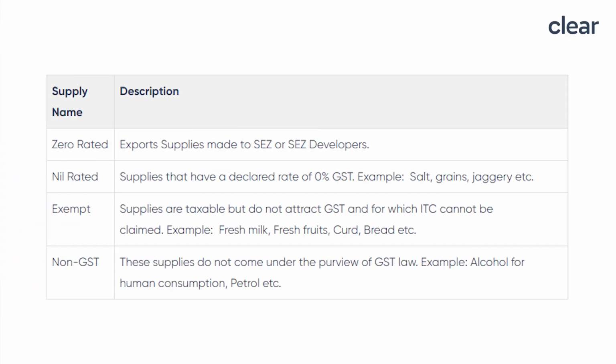Let's take a look at the differences between nil-rated, exempt, zero-rated and non-GST supplies. Zero-rated supplies mean exports made to SEZ or SEZ developers. Nil-rated supplies attract 0% GST, for example, salt, grains, jaggery, etc. Exempt supplies are taxable but do not attract GST and for which you can't claim ITC, for example, fresh milk, fresh fruits, curd, bread, etc. Non-GST supplies do not come under the purview of GST law. For instance, alcohol for human consumption, petrol, etc.